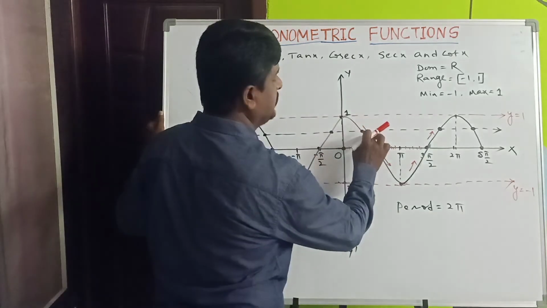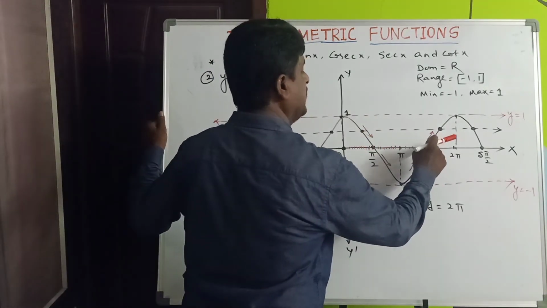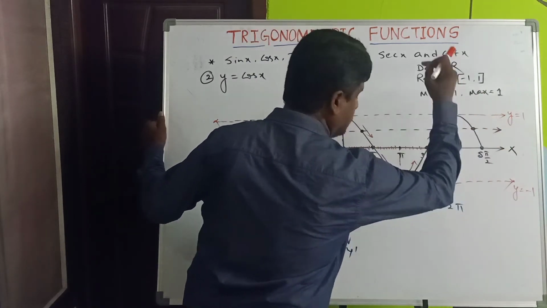0 to pi by 2, it is a decreasing function. Pi by 2 to pi, decreasing. Pi to 3 pi by 2, increasing. 3 pi by 2 to 2 pi, again increasing. 2 pi to 5 pi by 2, again it is decreasing.